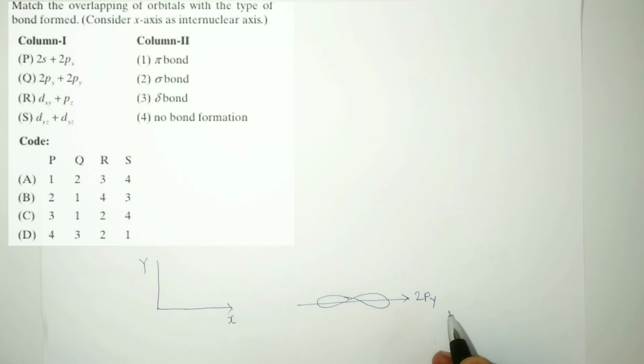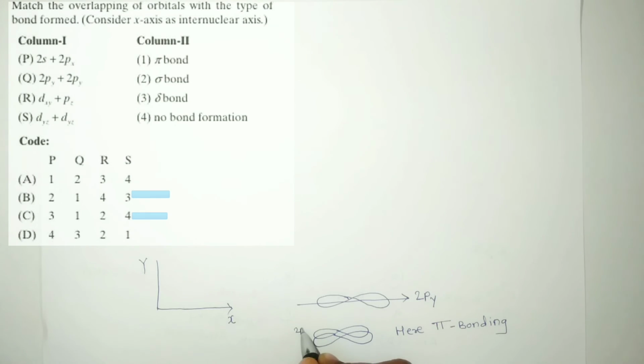2py and 2py atomic orbitals are perpendicular to the x-axis. So here they are parallel to each other. When parallel 2py and 2py orbitals overlap, they are going to form a pi bond. We can see in options B and C the correct matching is shown.